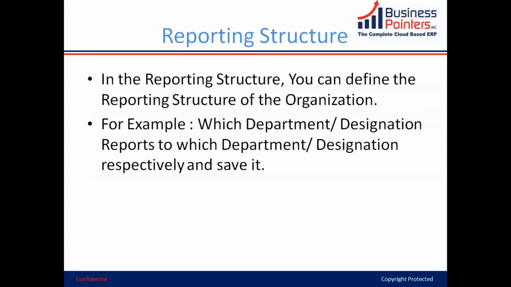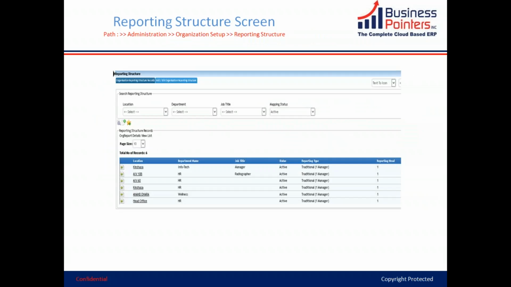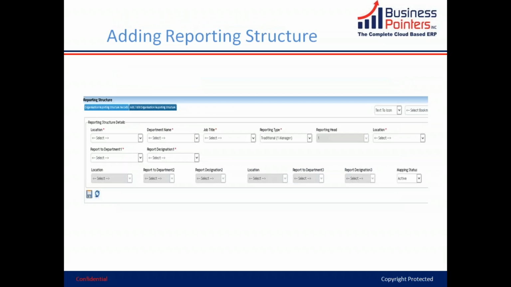So this is how we define the reporting structure. Basically, which department or designation is reporting to which particular department or designation needs to be predefined into the system, into the administration setup. Now, this is how we define the reporting structure. These are a list of all the reporting structures in the system that have already been configured.